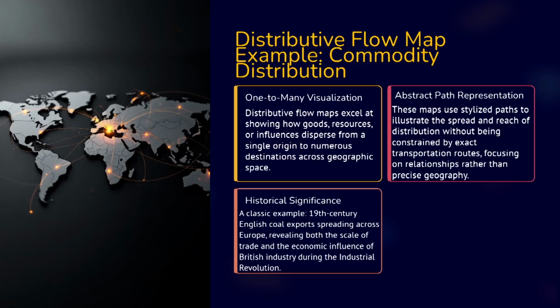So the next example is the distributive flow map. A common example for this is commodity distribution, one to many. A distributive flow map excels at showing how goods, resources or influences disperse from a single origin to numerous destinations across geographic space. We have taken an example from logistics, the online shopping which we do from Amazon or Flipkart.